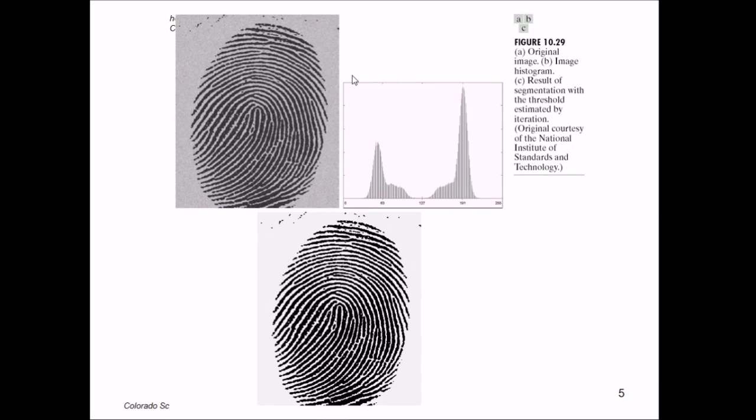Now this is the example. This is the original image. Now this is the image histogram. As you can see, again there are two different and well differentiated peaks. So this is the result of segmentation with the threshold estimated by the iteration, as I just indicated in the previous slide.